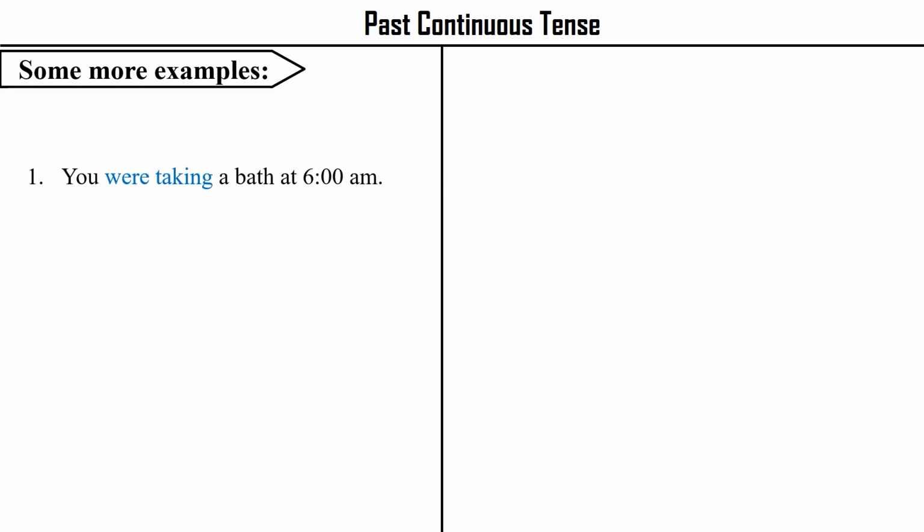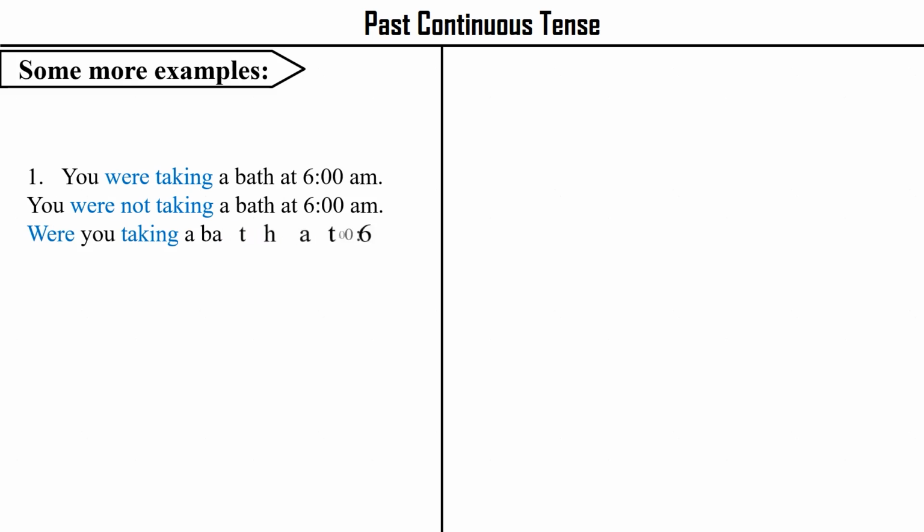Let's move on. Some more examples. You are taking a bath at 6 a.m. is the positive form. You are not taking a bath at 6 a.m. is the negative form. And were you taking a bath at 6 a.m.? The interrogative form, the question form.